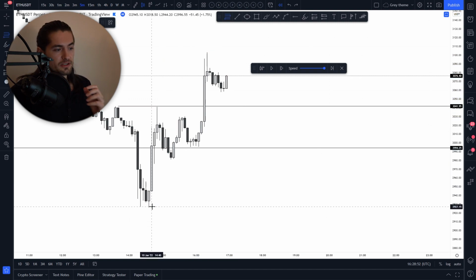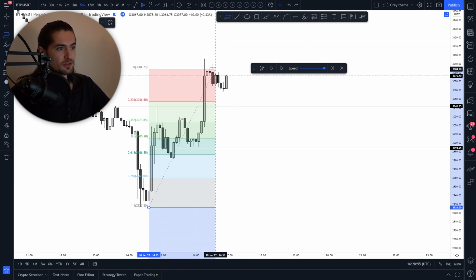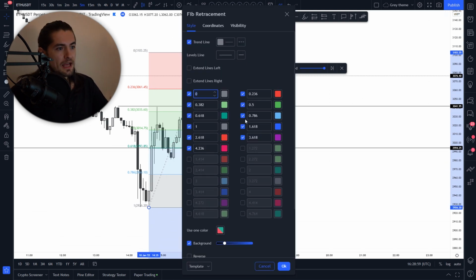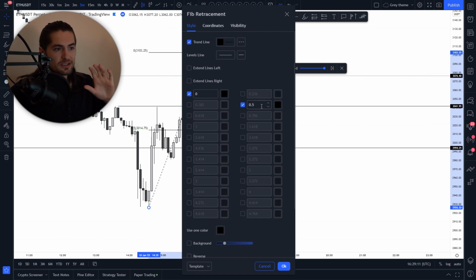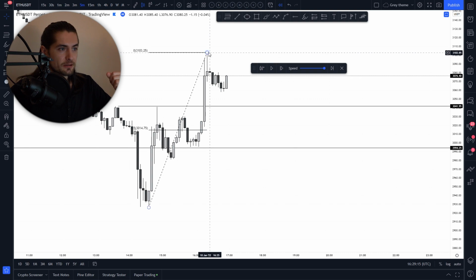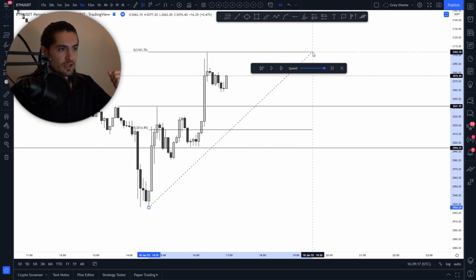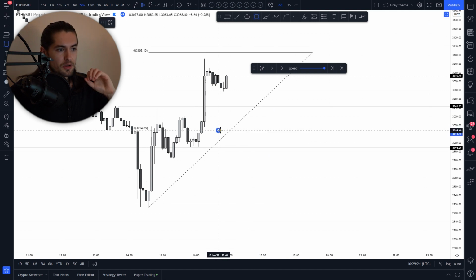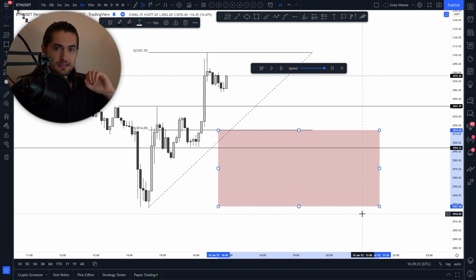So what I would suggest you guys do is basically put some Fibonacci from swing low to high. And to be fair, you can just disable literally everything, and at this point just keep the 0.5, which is the 50%. So as you can see, we're having the 50% retracement, so we will be looking to go long anywhere around this specific zone.